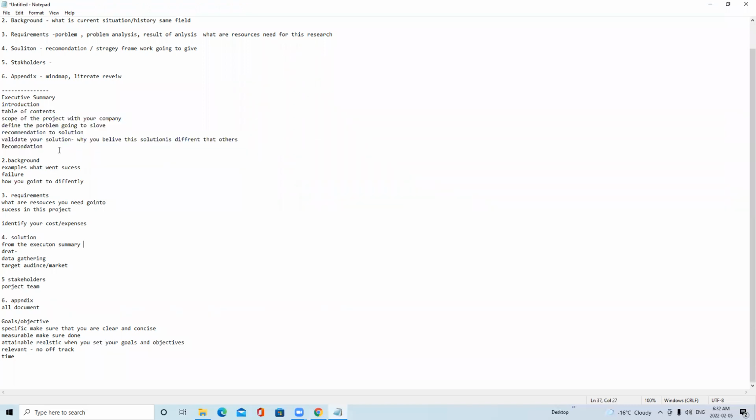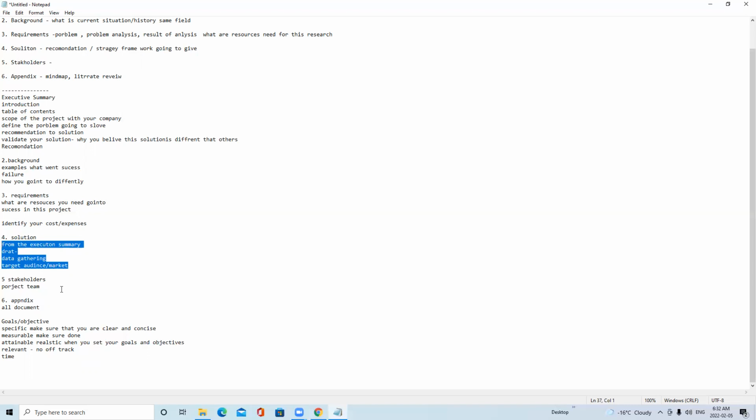So here what you are going to do, how you are going to gather the data, and the target audience or market, everything. Whatever your solution is going to be, you are going to include under solution. So in the project executive summary, you just briefly mention. Now it's going to be covered in the solution, where you cover what your idea is and how you're going to implement everything.